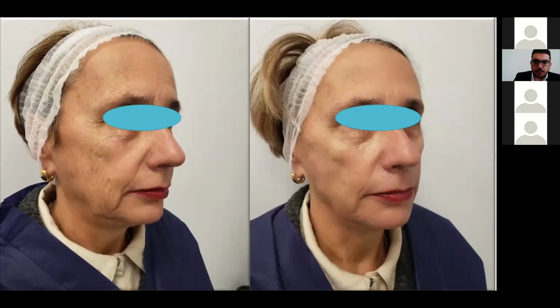is very thin and it's very dry and it's full of fine wrinkles. In the after pictures, you can notice the improvement of these fine lines, the improvement of the hydration, the improvement of the skin texture itself. And this is also after 6 sessions. I think this is the same patient. Another patient.